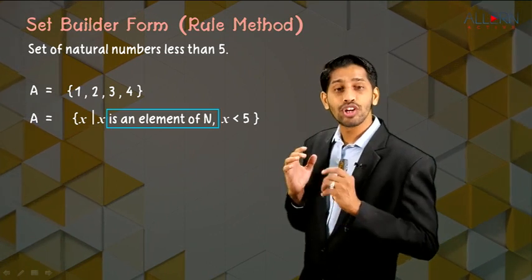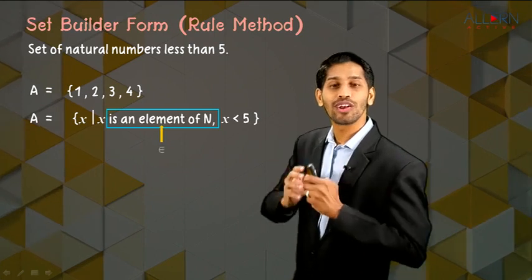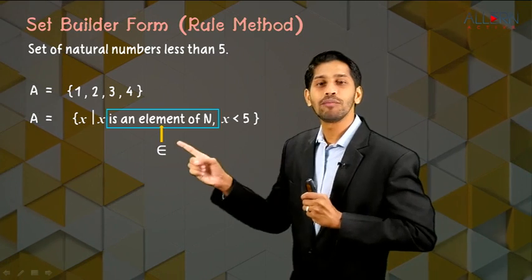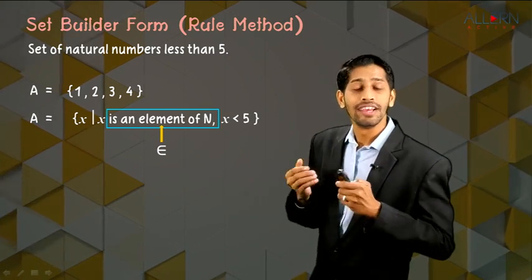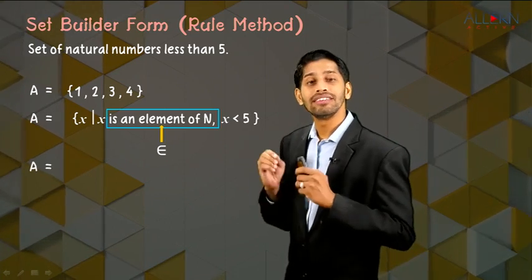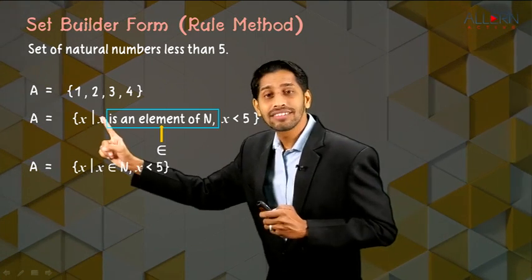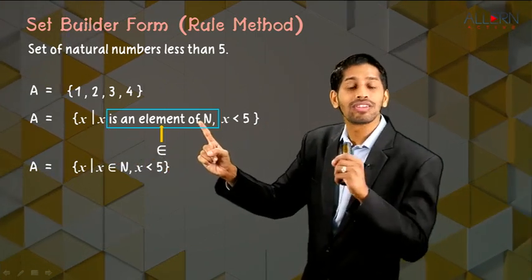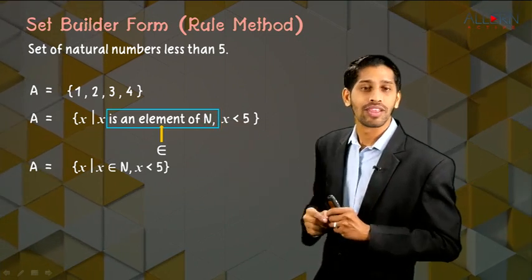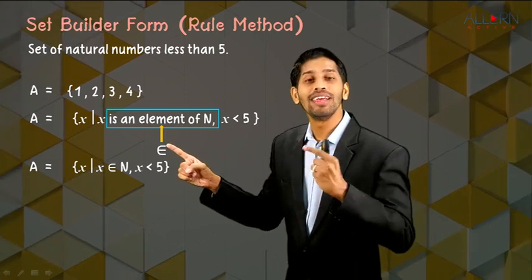Now remember child one thing, if you observe this phrase, is an element of, instead of writing it in words we can put a symbol which looks similar to that of E. So instead of writing is an element of, we can put this symbol which looks like E. So if we replace that phrase by E, it will become A is equal to curly bracket x, small vertical line, x, that sign which looks like E, then we have N, comma x is less than 5. So remember one thing, E means is an element of.